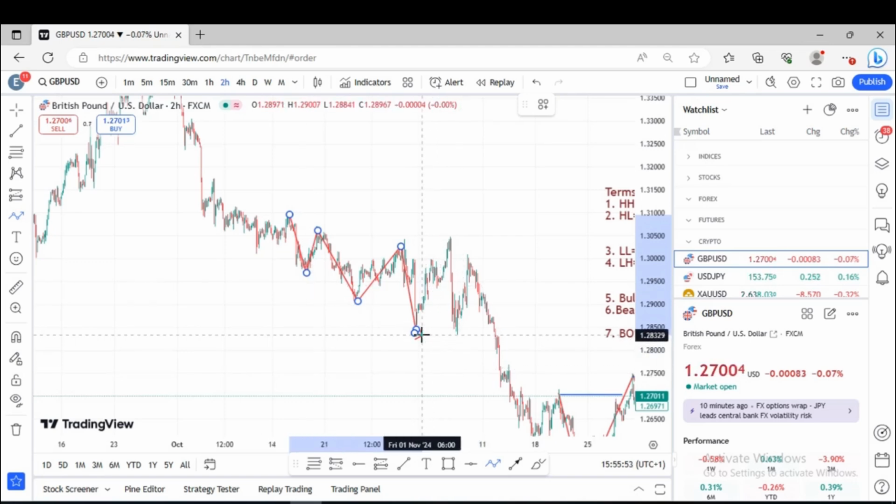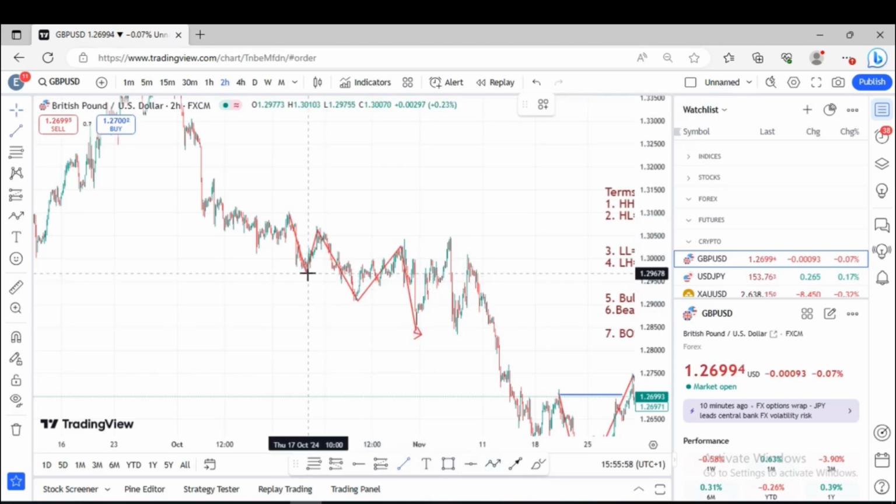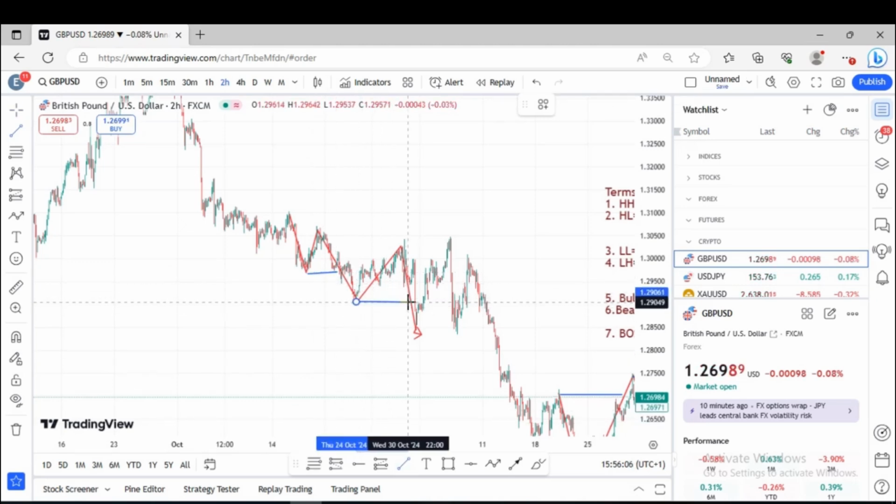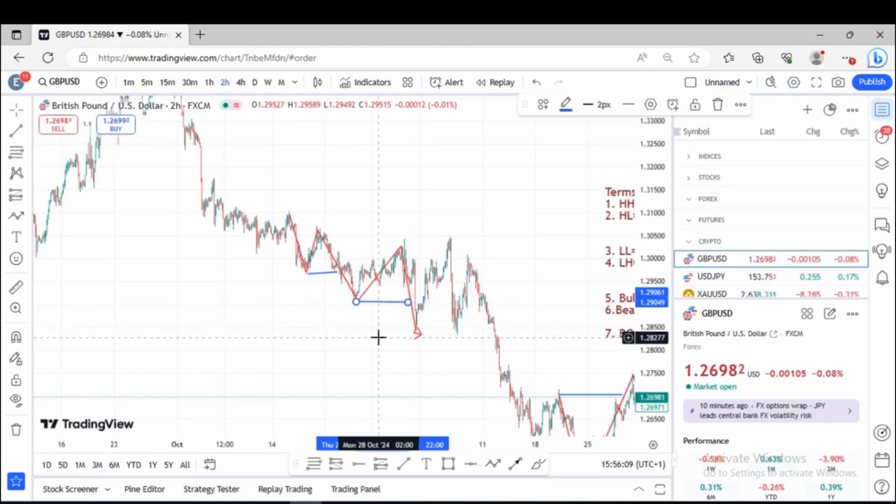So here we have a break of structure, we have a break of structure here, we have a break of structure here. So this is a typical example of a downtrend.